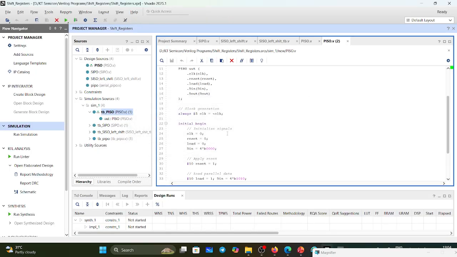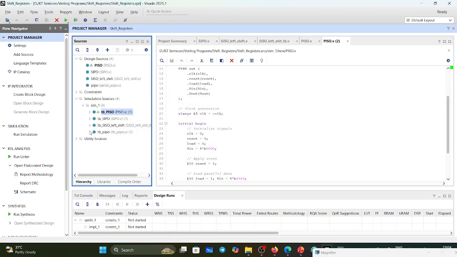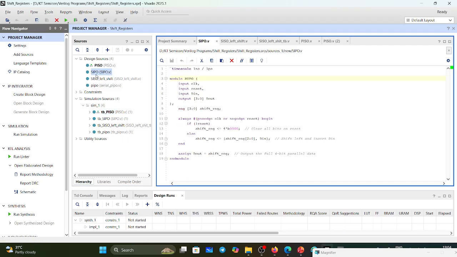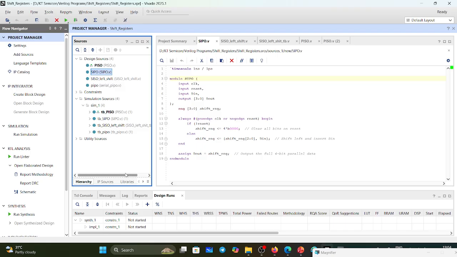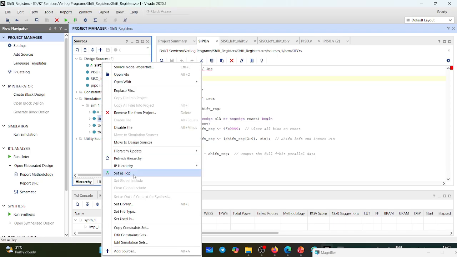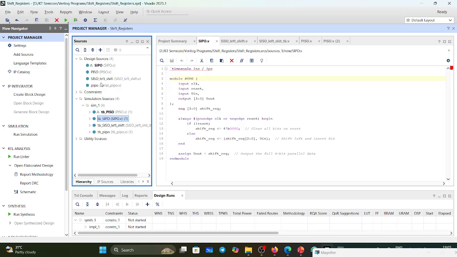So this is what we saw for PISO, and now we will see SIPO. Okay, SIPO. Just set SIPO TB as top module. This is SIPO. So for SIPO you need to declare the inputs: input clock, reset, d_in, and the output, which is the parallel out, that is [3:0] d_out.